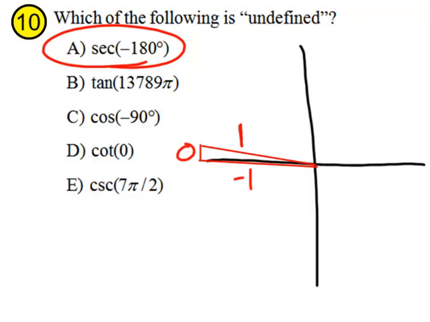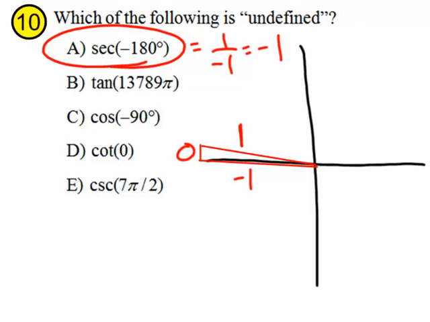Remember that triangle isn't really there. That opposite side is really just 0 in length. And I ask myself, what is secant? Secant is hypotenuse over adjacent. So 1 over negative 1. That just equals negative 1, and that is not undefined. That is not our answer choice.